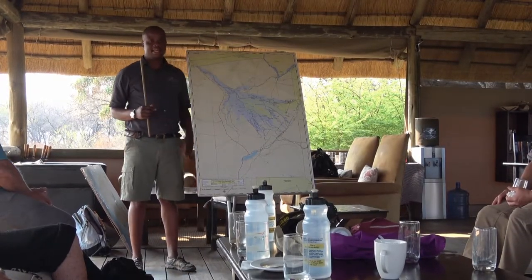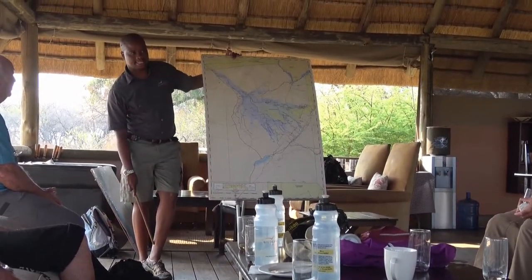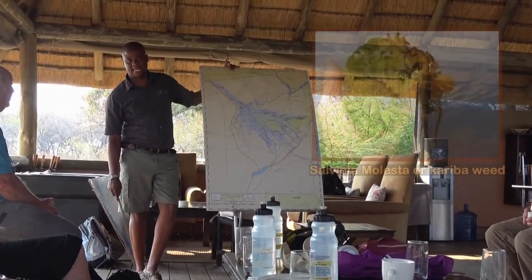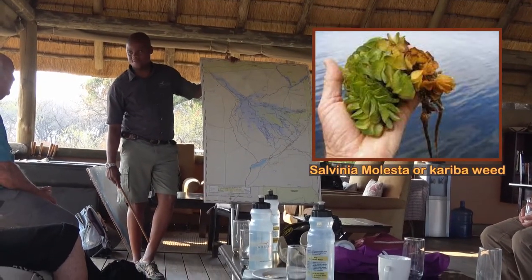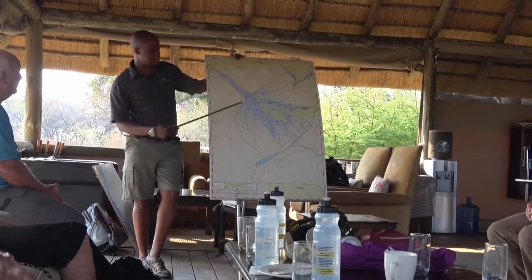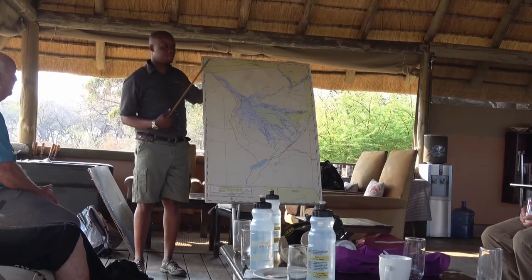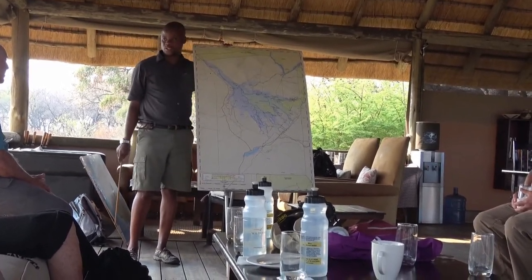Another threat is an invasive weed within the Delta here. It is known as Salvinia molesta, or the Kariba weed. They reckon it comes from Brazil. How does it get here? It comes with the migrant birds, and it is deposited into the Delta.